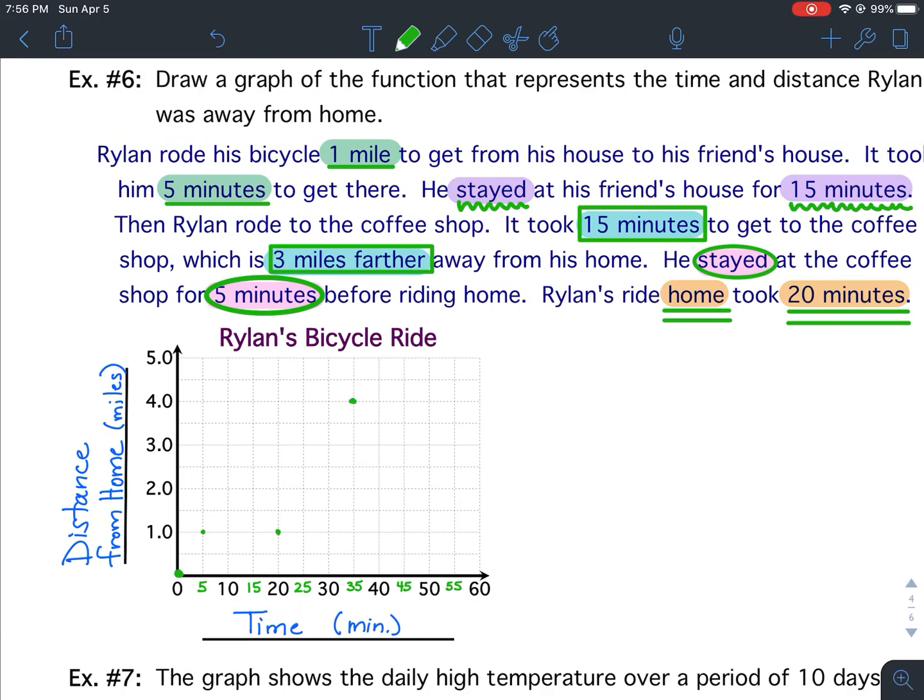He stays at the coffee shop for 5 minutes. So he's 4 miles away for 5 minutes. So we'll put a point there. And then he rode home. Well, to get home, he's back to 0 miles from home. And it took him 20 minutes to get there. So I'm going to go over 20 minutes and down to 0.